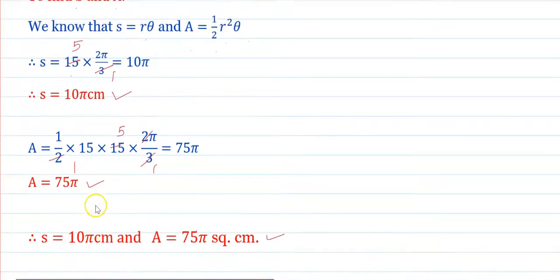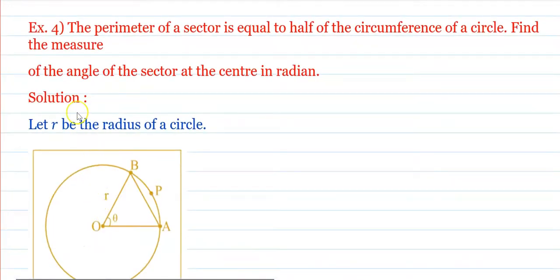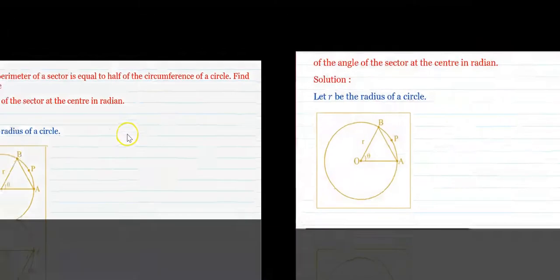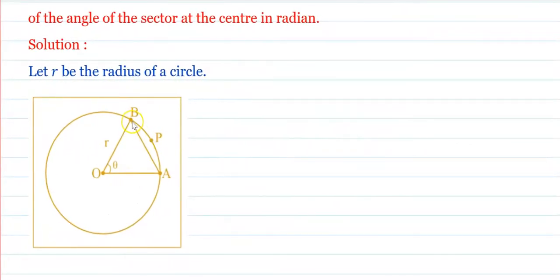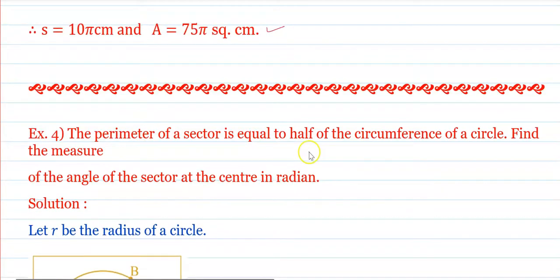Now the next problem. The perimeter of a sector is equal to half of the circumference of a circle. Find the measure of the angle of the sector at the center in radian. That is the perimeter of the sector. The perimeter of a sector means what? That is r plus r and the length of the arc AB. That is equal to half of the circumference of a circle.